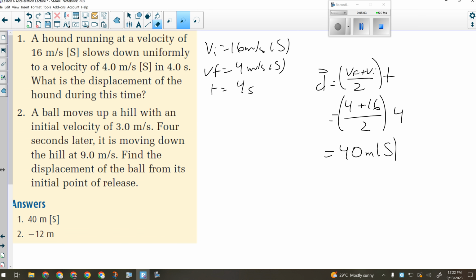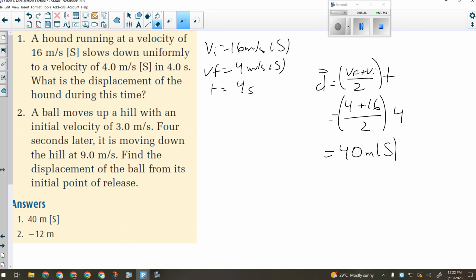How many people have done the second one? What's the trick on the second one? You add it, but it's going to be a negative. One of those is in a different direction. This object turns around. It's initially moving up the hill, but at the end it's moving down the hill. So one of those v's has to be negative because of that change in direction. Let's have a look at that one here, because that comes up a lot in acceleration, and it's one of the things you have to be mindful of.